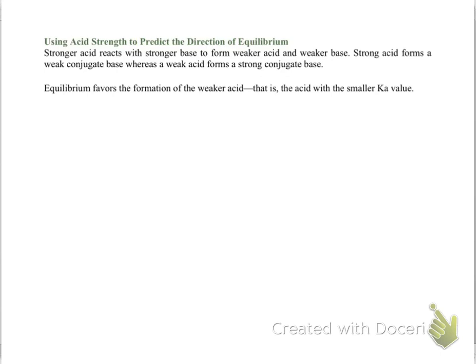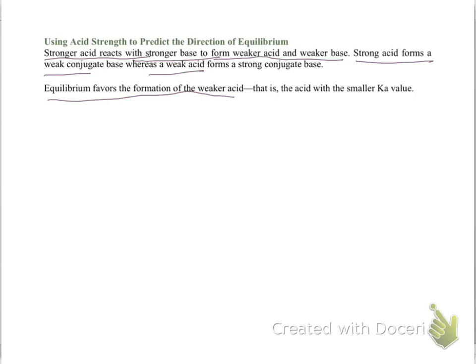Now, using this acid strength, you can predict the direction of the equilibrium because if stronger acids are reacting with stronger bases, they form weaker acids and weaker bases. A strong acid forms a weak conjugate base. A weak acid forms a strong conjugate base. You cannot make strong from strong or weak from weak. So what does that mean? Equilibrium favors the formation of the weaker acid, that is the acid with the smaller Ka value.